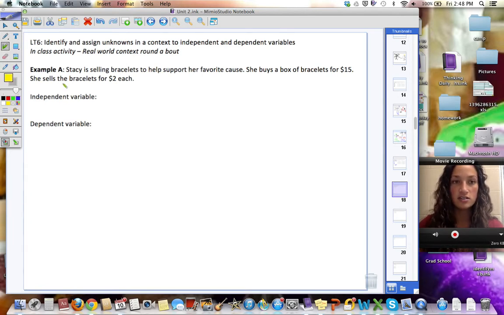So here's our sentence. Stacy is selling bracelets to help support her favorite cause. She buys a box of bracelets for $15. She sells each bracelet for $2. It's a full sentence because I can make an equation from this. But right now we just want to say which one's independent, which one's dependent. So my independent is always which one is causing the other one to happen. So let's think of the two things that are happening.